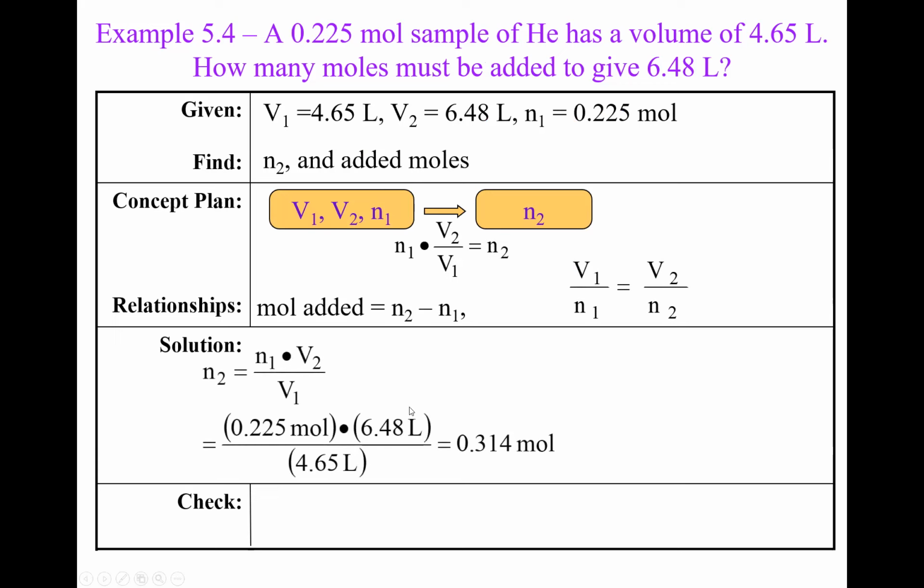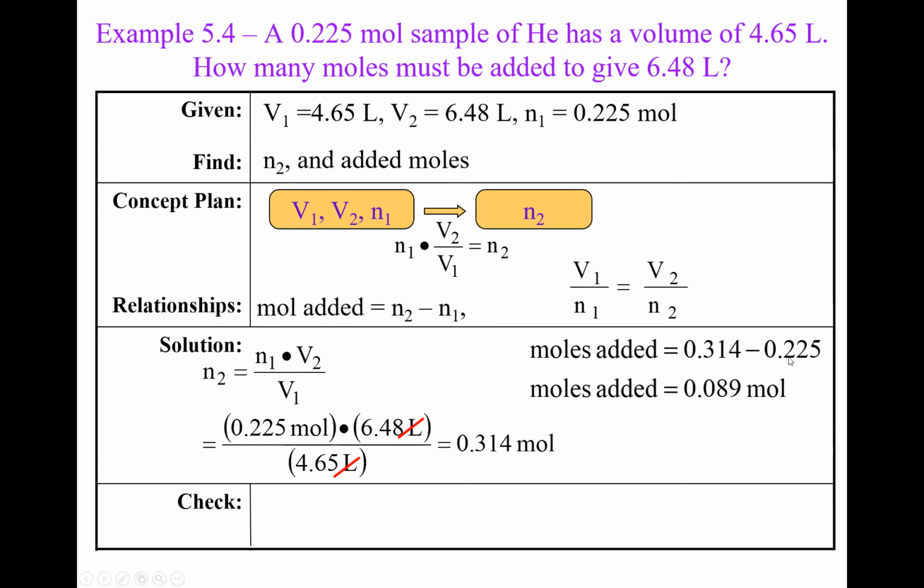All right, our volumes are both in liters, so that's going to cancel. I was pretty close, right? The new total moles is 0.31. The only difference here is it asked for how many moles must be added. So we wanted to go from 0.225 up to 0.314, which means we needed to add whatever the difference between those two were. So 0.089.